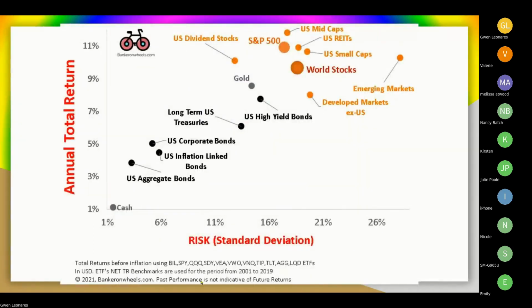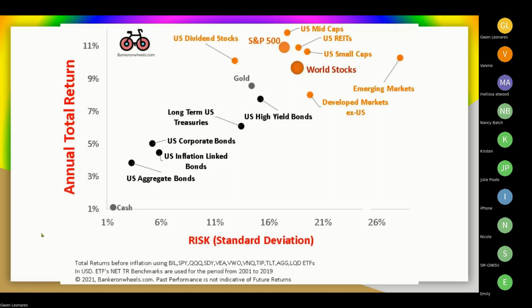So this is kind of the same thing, but in a different form. It's similar to one that Sarah shows. This one is more recent, 2001 to 2019. So cash is very, very safe. You're probably not going to lose value, but you're not going to make very much. And then it just kind of goes up the chain.